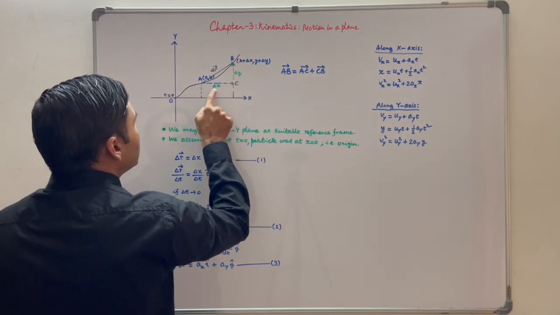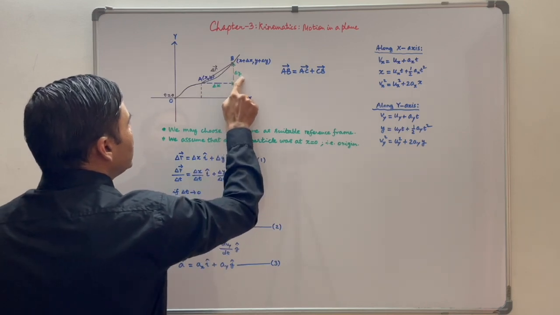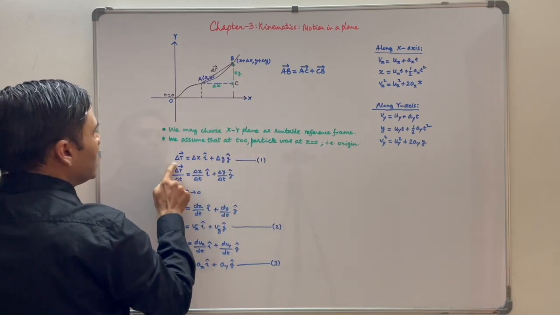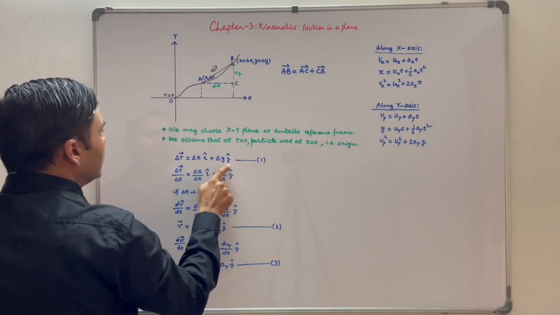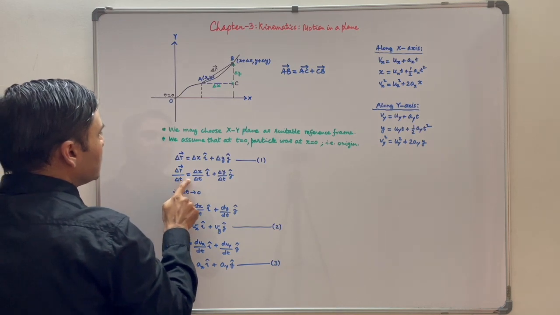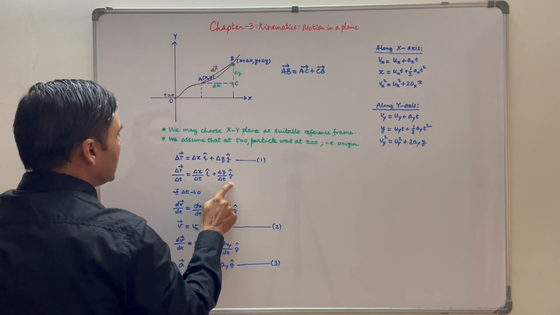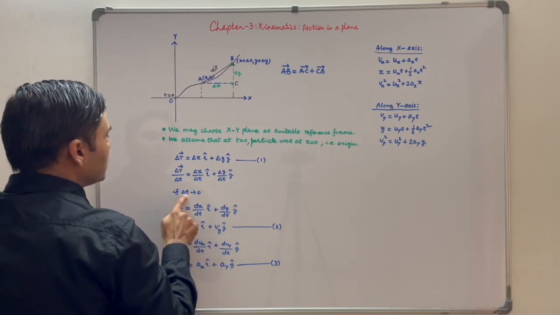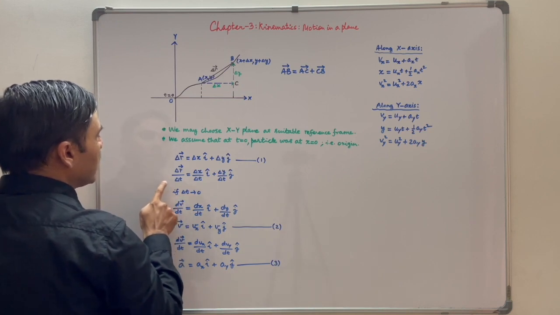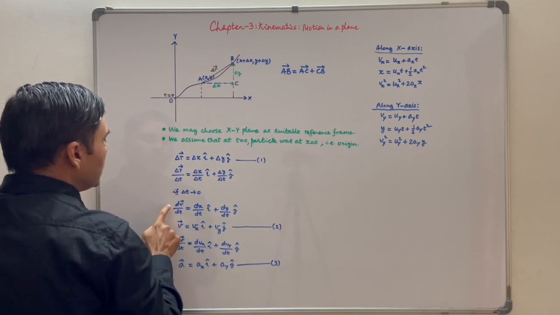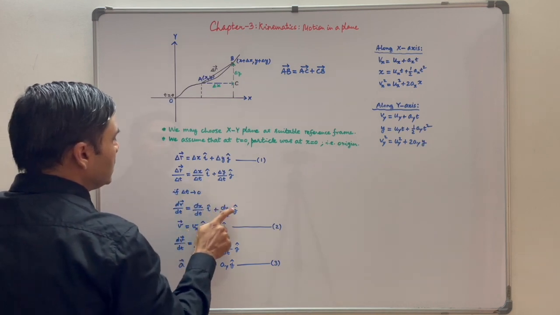So vector AC is delta x into i cap and vector CB is delta y into j cap. So delta r is equal to delta x i cap plus delta y j cap. Now delta r upon delta t is equal to delta x upon delta t i plus delta y upon delta t j. If delta t is very small, that is, it tends to 0, then delta r upon delta t we can write as dr upon dt.